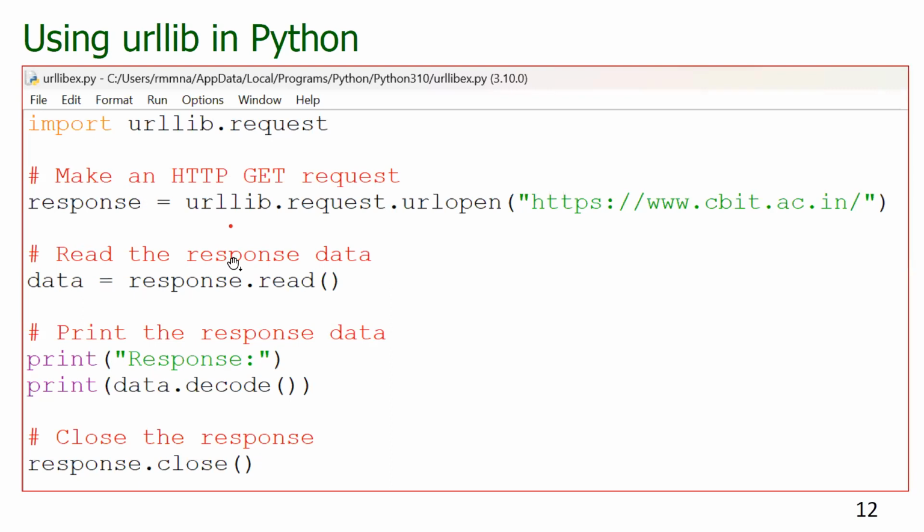Then you have to read the response data using response.read, which is stored in the object data. Then print the response data using a print statement: print the response, where the data can be decoded, print of data.decode. Finally, close the response with response.close. This is a simple program with four steps.